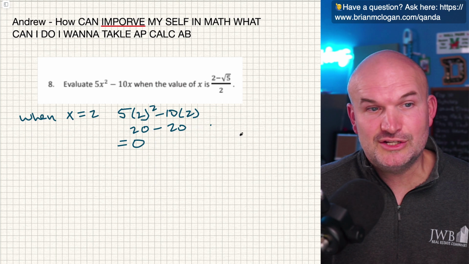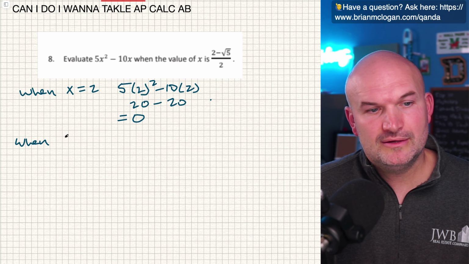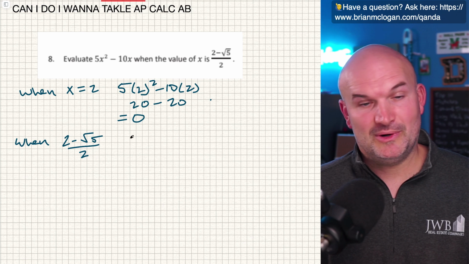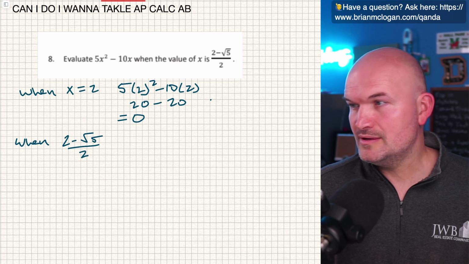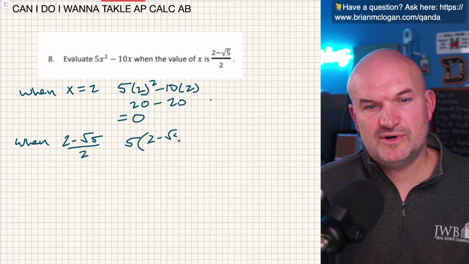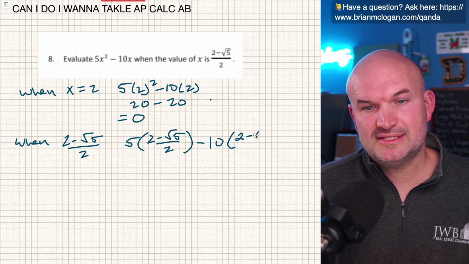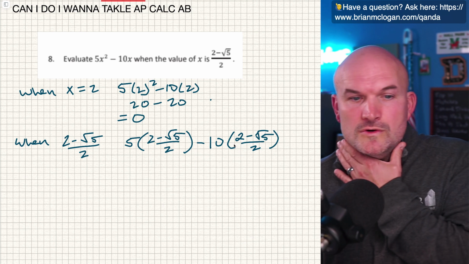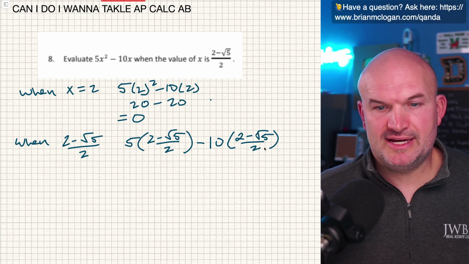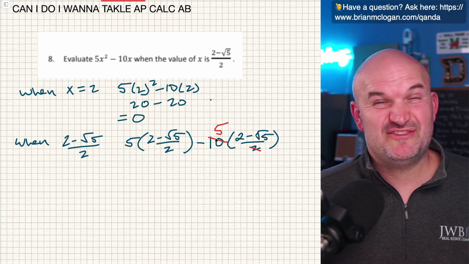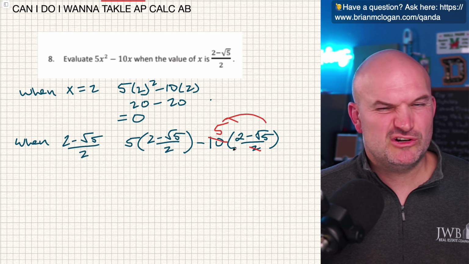So we're going to do the exact same thing. So if I say when x is 2 minus the square root of 5 divided by 2, let's go ahead and work this one out. I don't know why that overlays there. There we go. Okay. So we're going to have a 5 times a 2 minus the square root of 5 divided by 2, minus a 10 times a 2 minus the square root of 5 divided by 2. Okay. So this is nice, because I can divide this 2 into the 10, and that's going to give me a 5. That will help a little bit when I apply my distributive property.